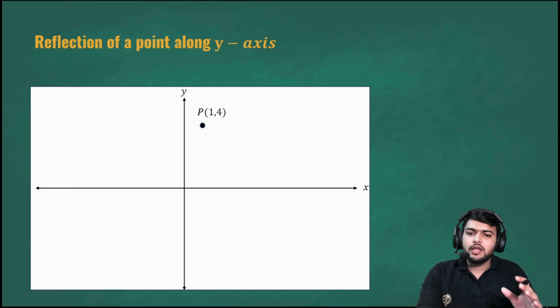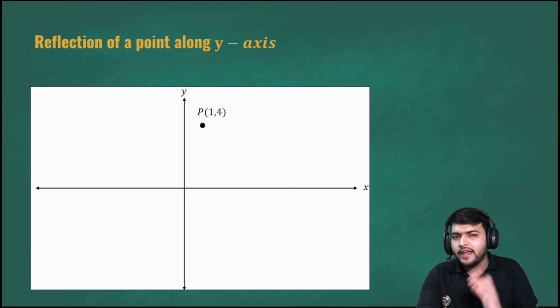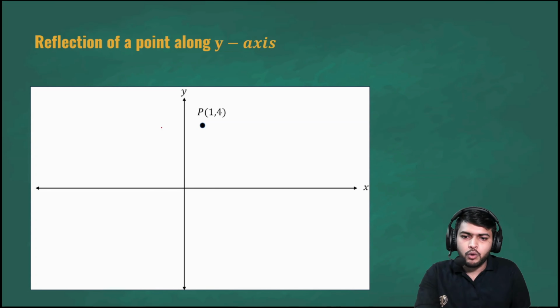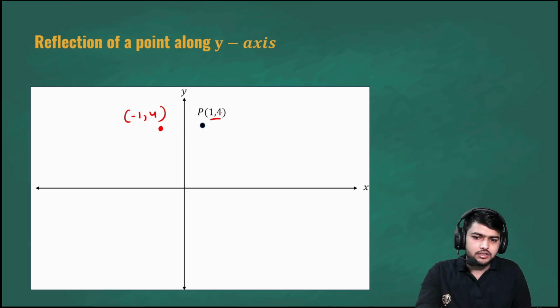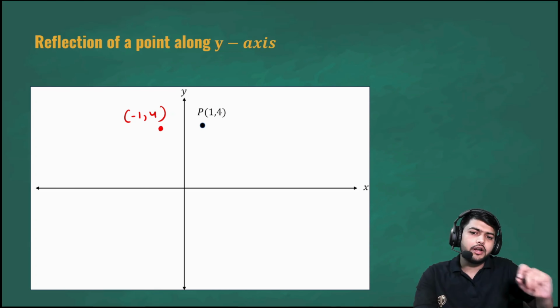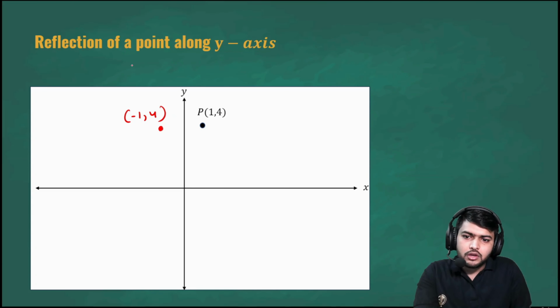Similarly, if you are asked to reflect a point along y-axis, what will you do? Let's say P is 1, 4. What will be its reflection? Its reflection would lie here and the coordinates would be -1, 4. What is the change? The sign of x coordinate has changed. So if you are reflecting a point along y-axis, you simply change the sign of x coordinate. That's all.